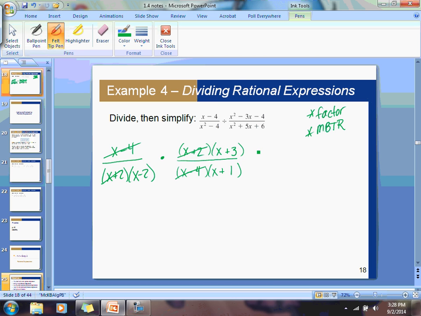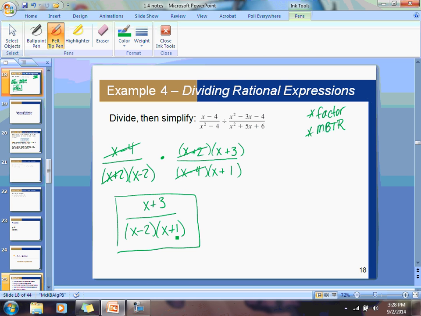So now if I multiply across the top, I just have the x plus 3. And if I multiply across the bottom, I'm going to have the x minus 2 times the x plus 1. And you can leave your answer like that. Your book will even leave it like that as well. You don't have to FOIL or multiply out the denominator. You can leave it as 2 binomials multiplied together.